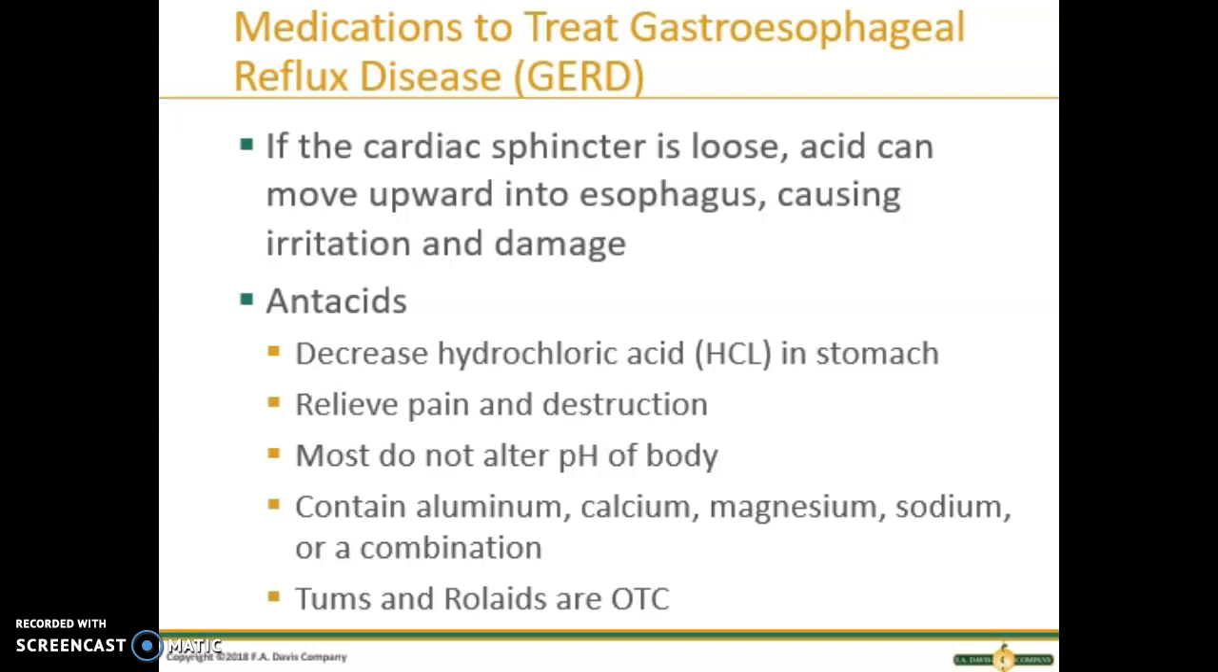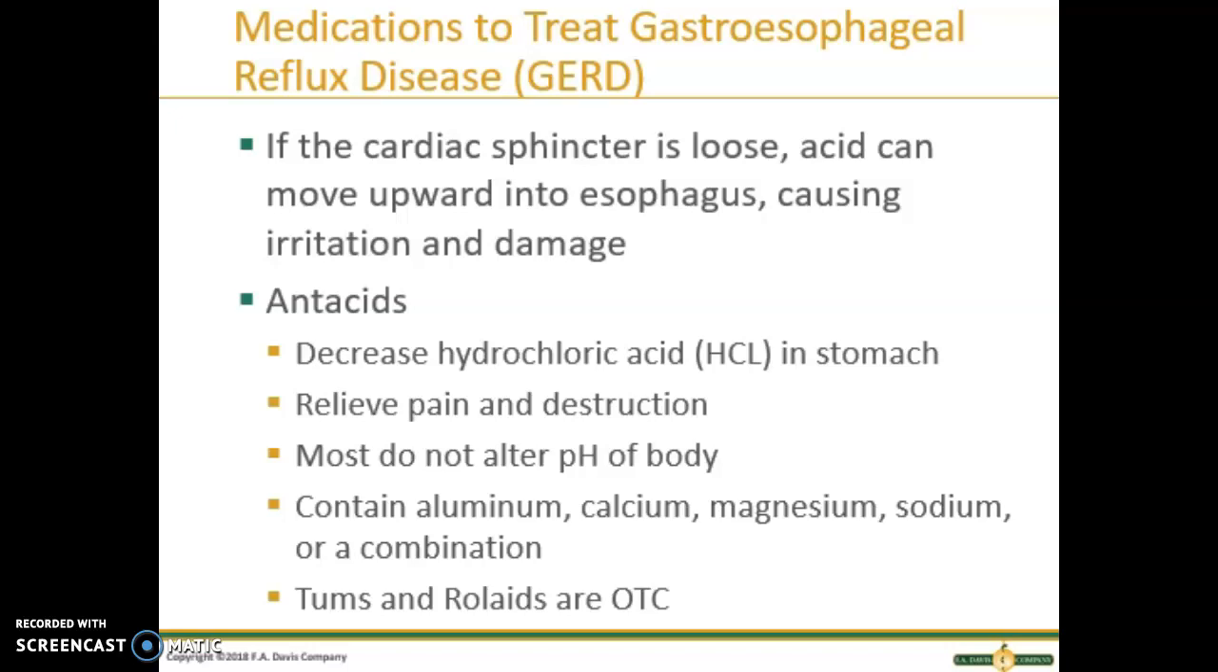Let's look now at medications to treat GERD, or gastroesophageal reflux disease. GERD occurs when the cardiac sphincter is loose, allowing stomach acid to move upward into the esophagus. This causes irritation and damage to the mucosa. Antacids, proton pump inhibitors, and gastric stimulants are used to treat GERD. Antacids create a more alkaline environment, protecting the mucosa.